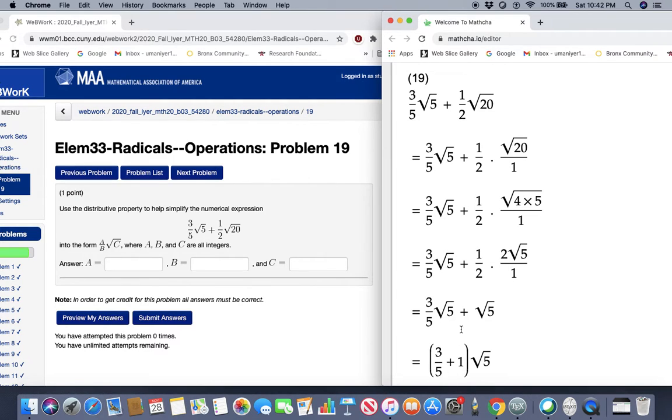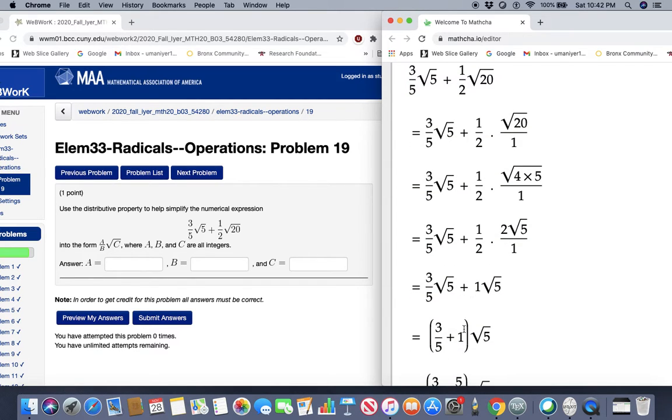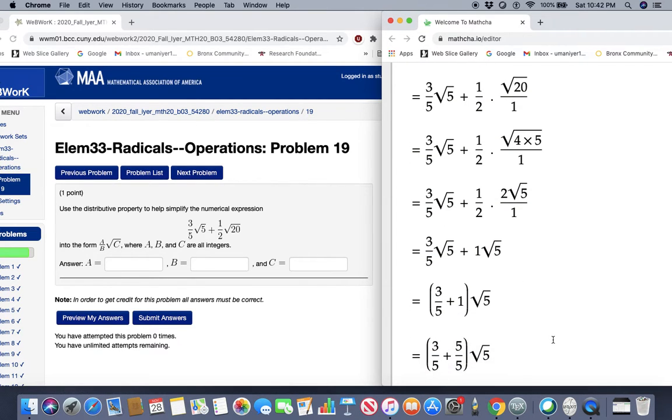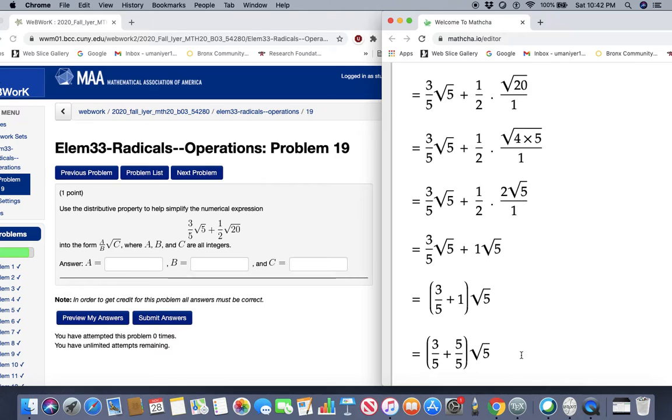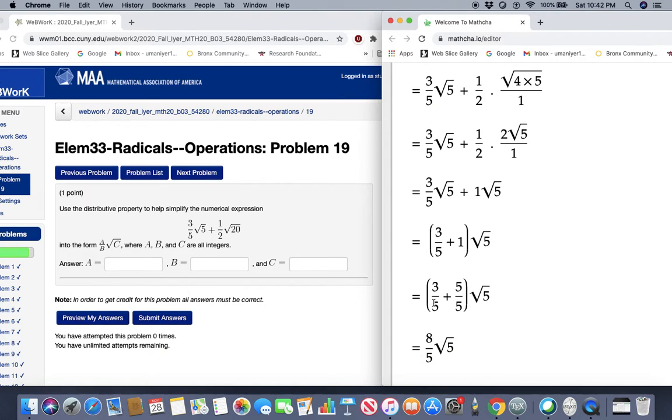What's left inside? 3 over 5 plus just a 1. There is an invisible 1 there if you like. 1 times anything is itself, right? So that 1 stays inside. Now how do I add fractions? Parentheses. 1 is 5 over 5. So common denominator is 5. 3 plus 5 is 8, square root 5. 8 over 5 square root 5.